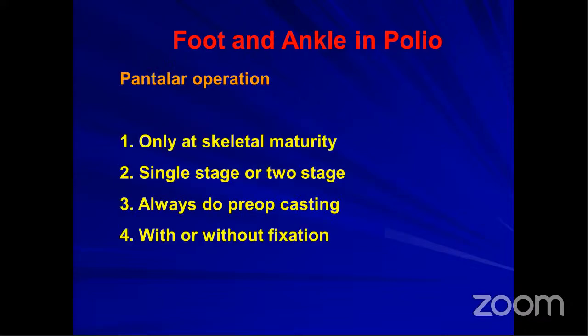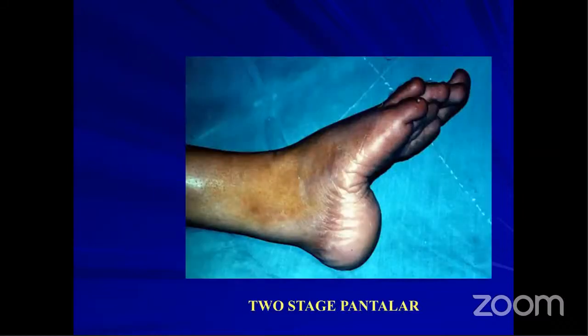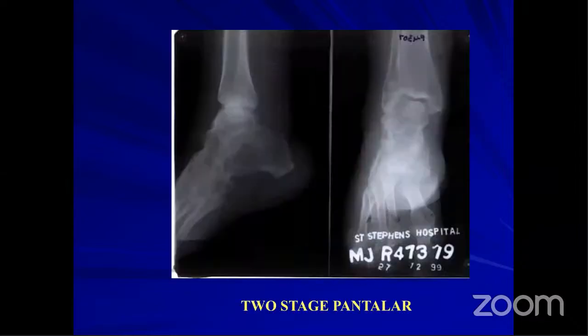And the tailor's operation, I mentioned, only at skeletal maturity. Single stage or two stage can always be done. I have done both and it works well, but make sure. So this is a two stage, this is a calcaneus deformity. So it's a flail ankle with just short toe muscles of the foot working with severe cavus. I did a two stage Pantalar in this and the foot was corrected. Two stage Pantalar was done.